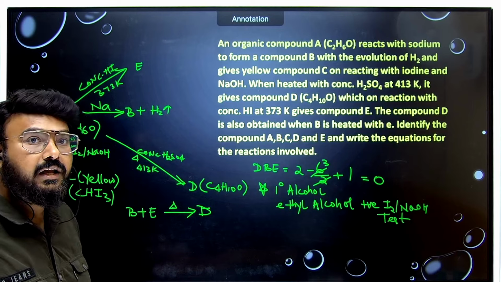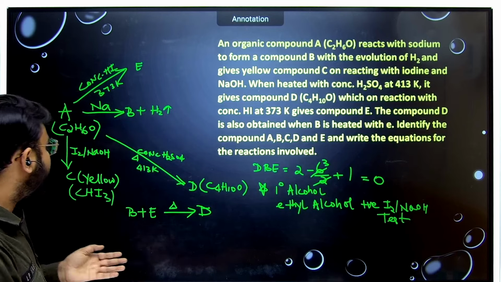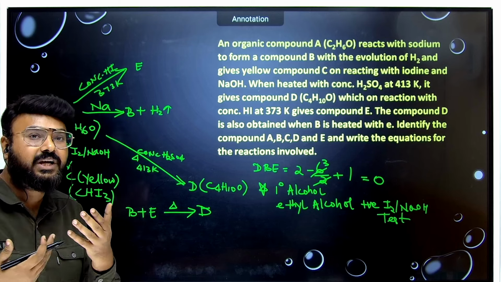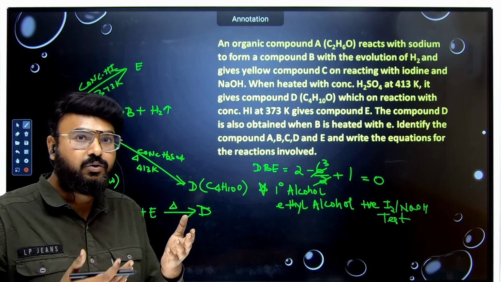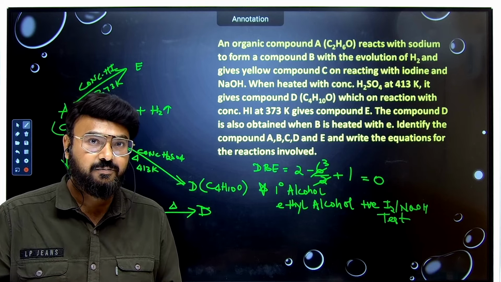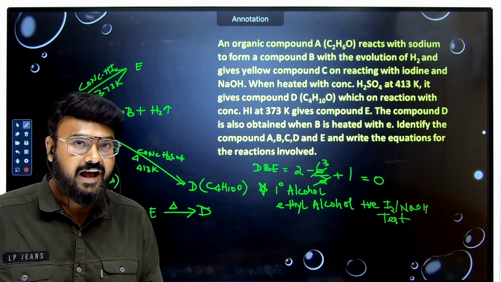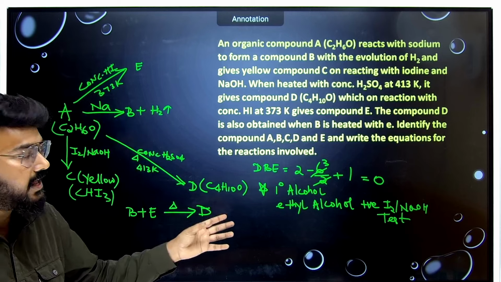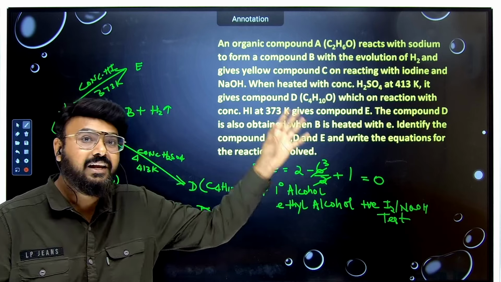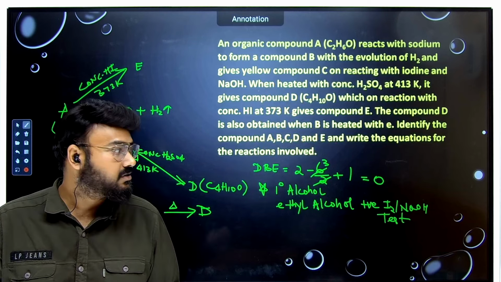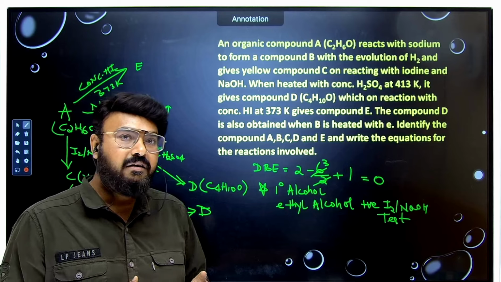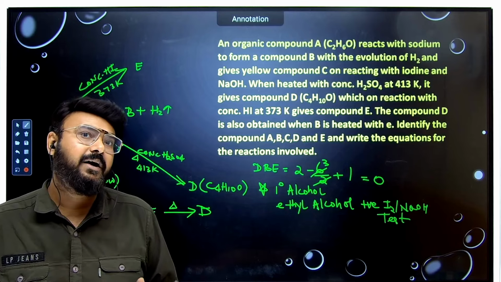Because only 1 degree alcohols are reactive enough that when they react with active metals such as sodium, they can release hydrogen gas. Otherwise, 2 degree and 3 degree alcohols are not so reactive because of the increasing plus I effect of the alkyl groups. And we know plus I group decreases the acidic nature. So that is why I said 1 degree alcohol, it must be, by looking at this reaction, and only ethyl alcohol is there among primary alcohols. And why is it so? See, you need to see who can get oxidized and form alpha methyl ketone.